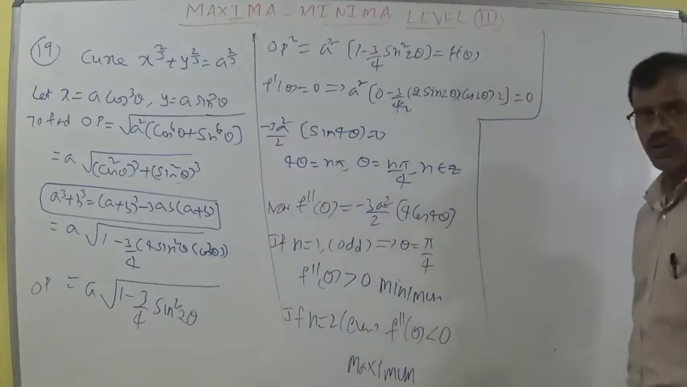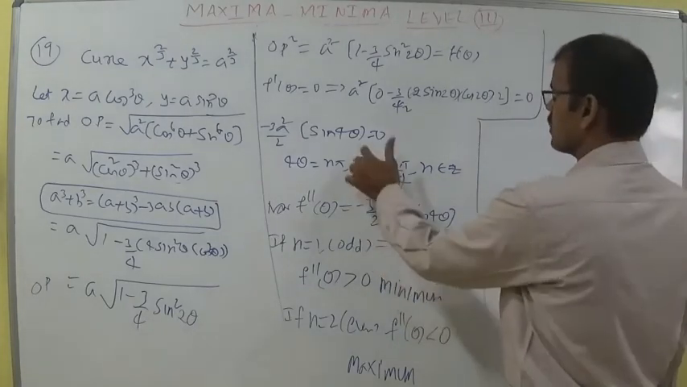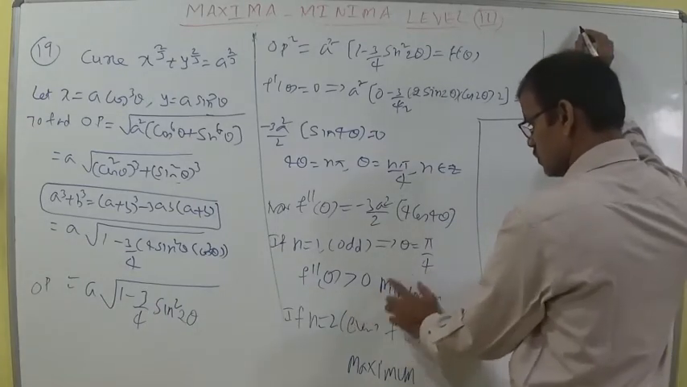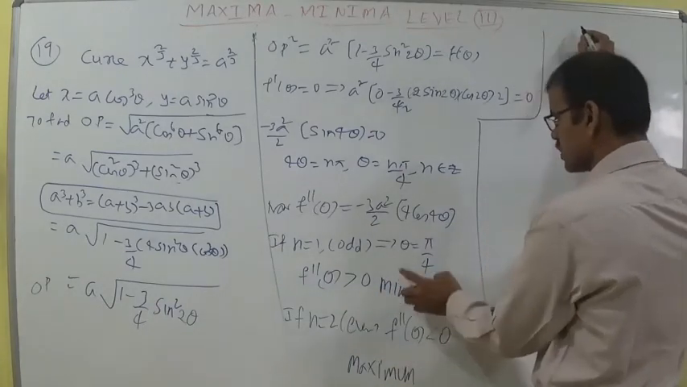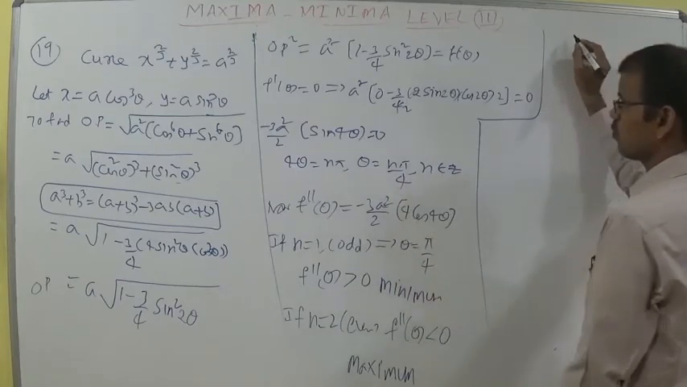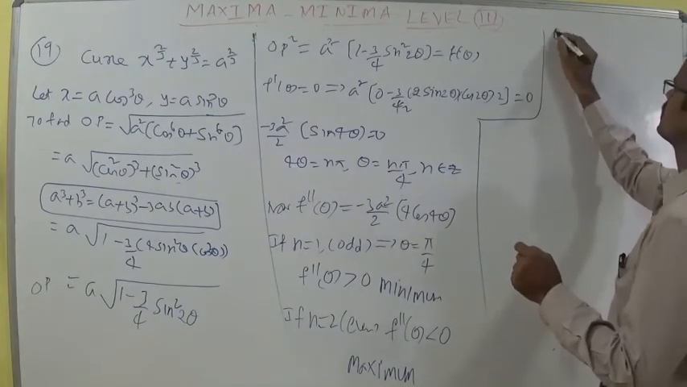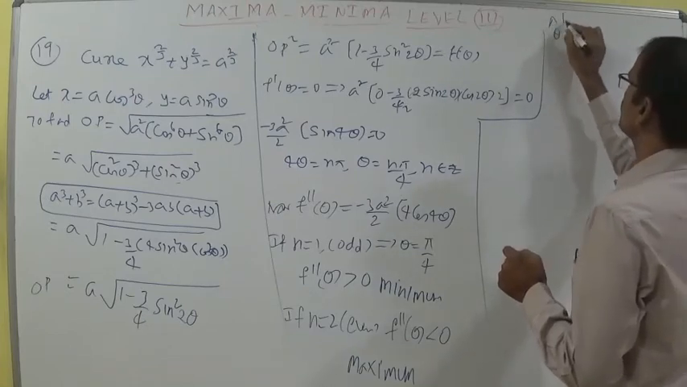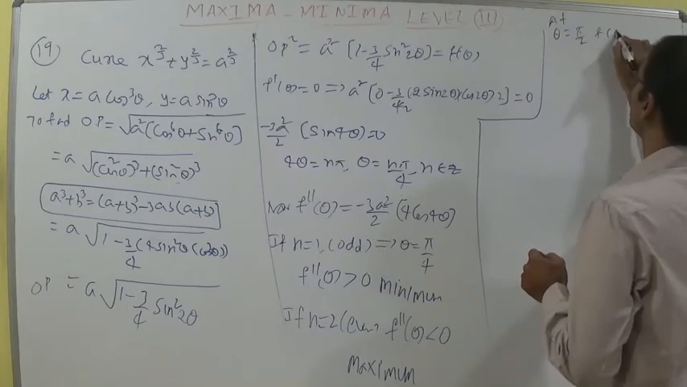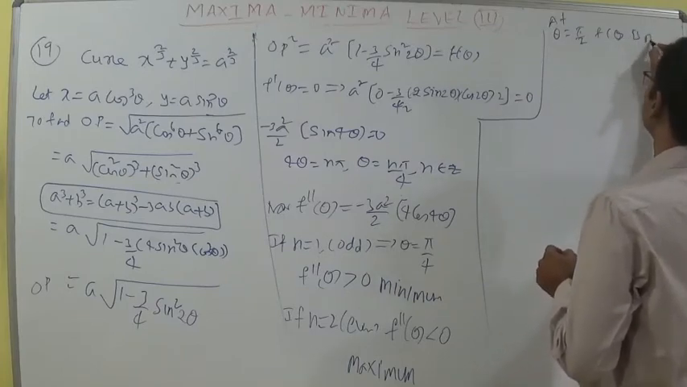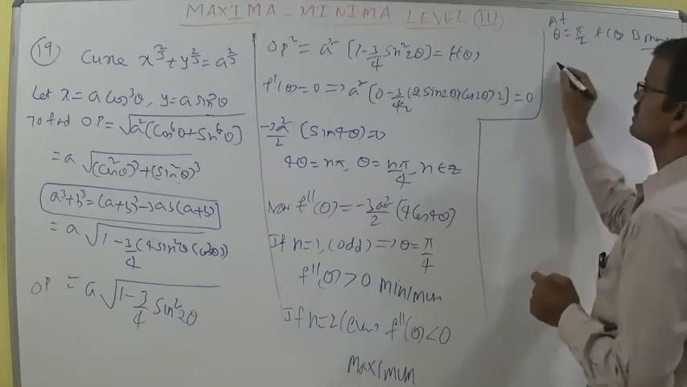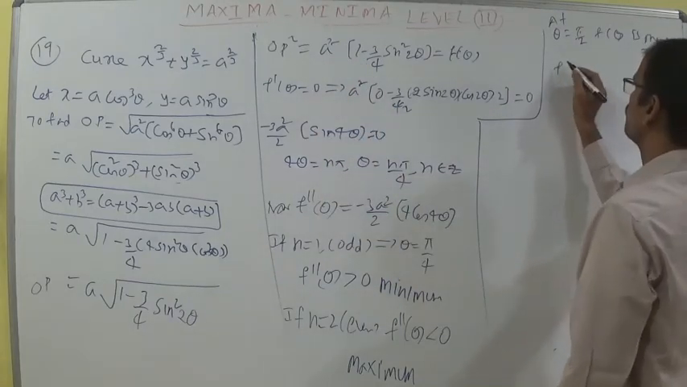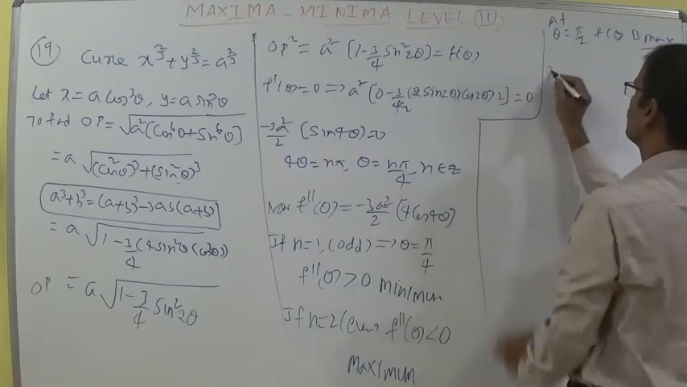Where we got the maximum value, there we should calculate the difference. Maximum value we got at n is equal to 2. So n is equal to 2 means 2 pi by 4, which is pi by 2. So theta is equal to pi by 2, I am writing. Write here: theta is equal to pi by 2, f theta is maximum. Now you can write OP square, or OP directly.